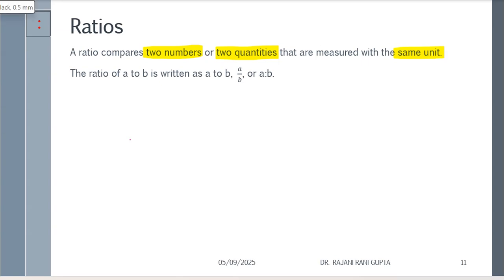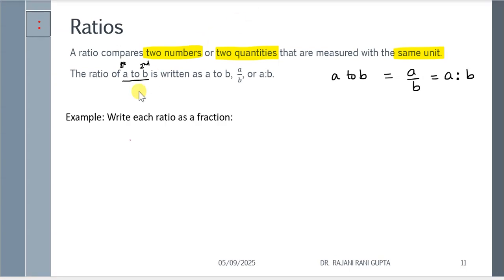So how do we write the ratio? We write the ratio of A to B. A is first and B is second. So we write it as A to B, A over B or A ratio B. So remember if it is A to B, the ratio of A to B, it's same as A over B or it is also same as A ratio B.